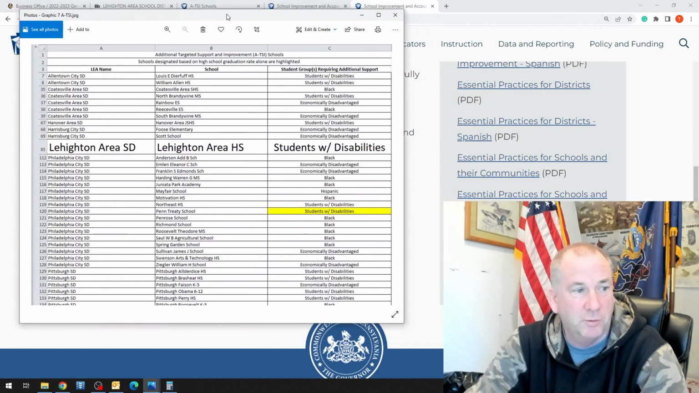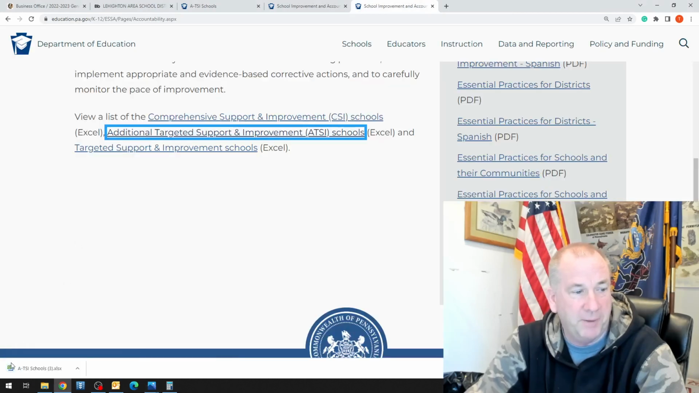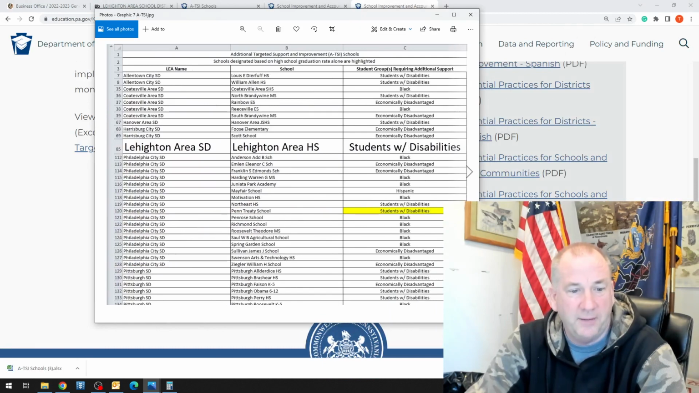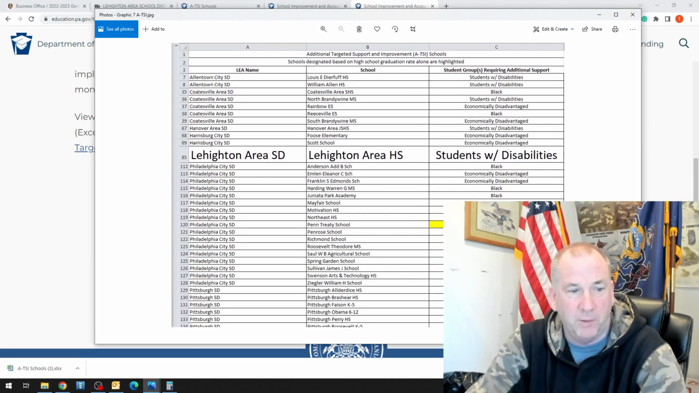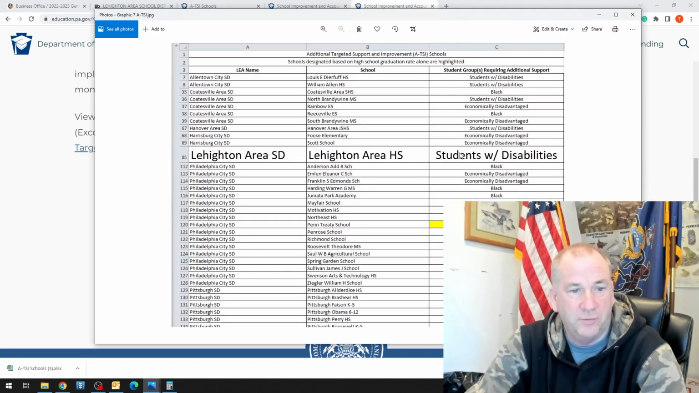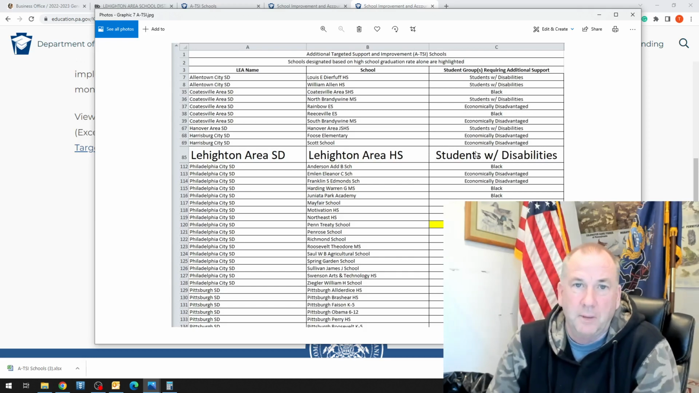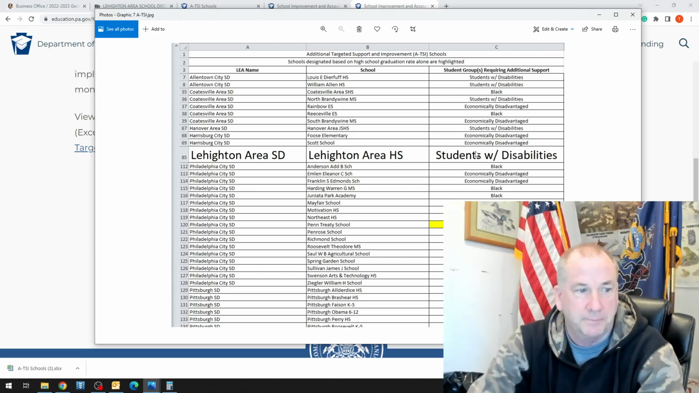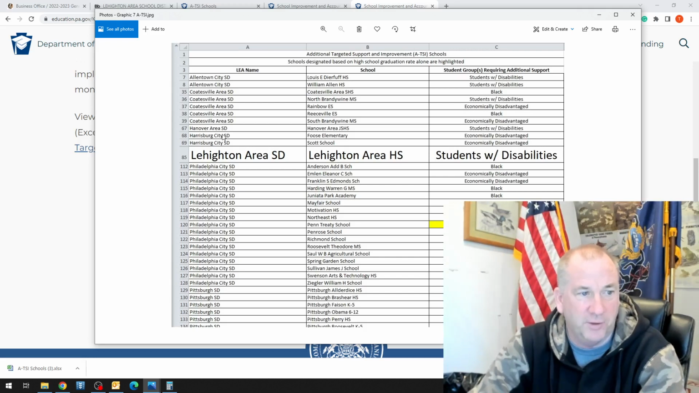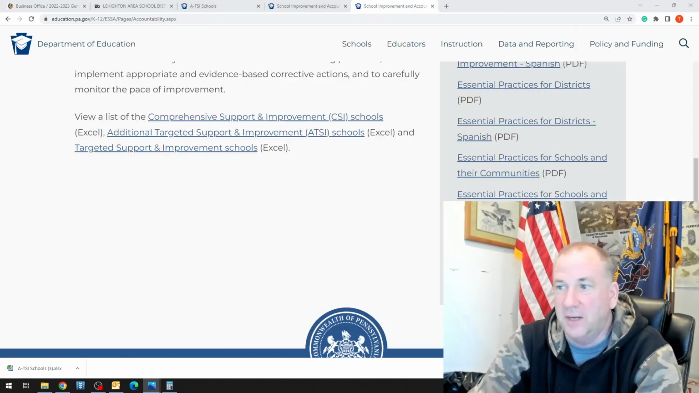But for the most part, when you look at Lehighton, all you do is go to the Department of Education, you click on here, it pulls up an Excel spreadsheet down here. Here's where it is, and it tells you where we rank and what our problems are. And here we are, Lehighton. It is students with disabilities that we have issues with. You can pull this up yourselves. We're in the likes of Coatesville, Harrisburg, Philadelphia. We're not performing to the standard that the state is looking for.